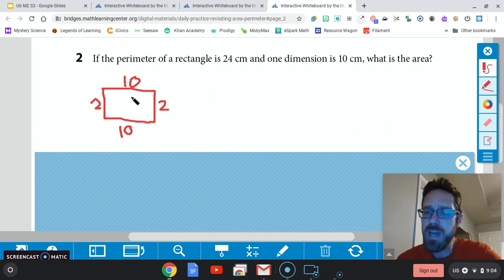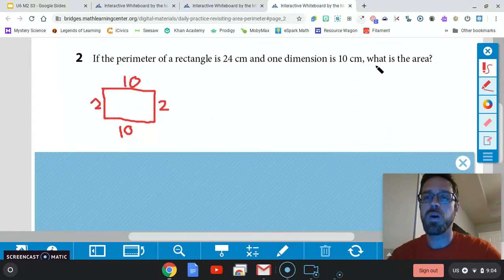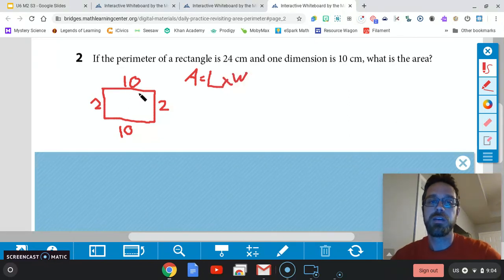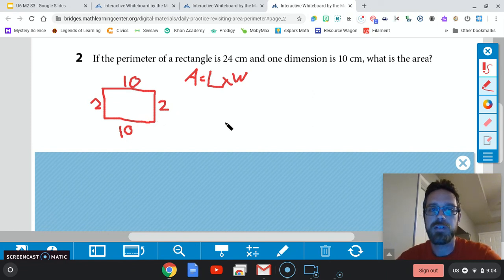But now I have to go back and read carefully. And it says, what is the area? So now that I've found what my other dimension was, I need to figure out the area. Well, as we've learned, area is the length times the width. So if I know my length is 10 and my width is 2, I need to multiply those together. 10 times 2 is 20.